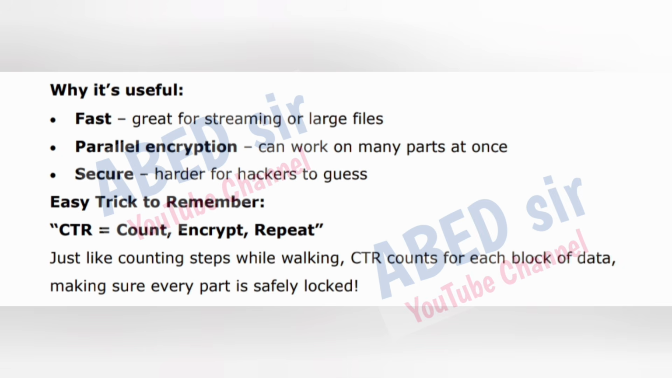Why is it useful? Fast, great for streaming or large files. Parallel encryption can work on many parts at once. Secure, harder for hackers to guess. Easy trick to remember: CTR equals count, encrypt, repeat. Just like counting steps while walking, CTR counts for each block of data, making sure every part is safely locked.